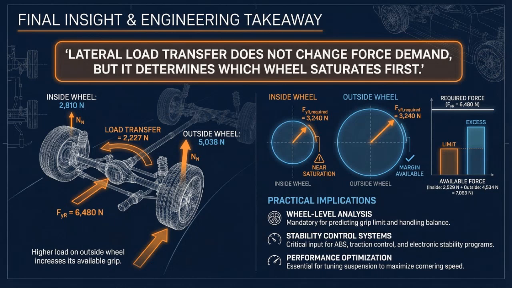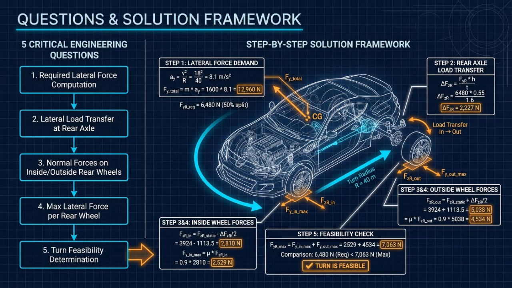In practice, good vehicle dynamics design delays wheel saturation, improves predictability, and converts available tire friction into usable performance instead of instability. Let us summarize how we obtained the solution. First, we calculate the required lateral force needed for the vehicle to follow the turn. This comes from the centripetal force relation, spoken as lateral force equals mass times speed squared divided by turn radius.